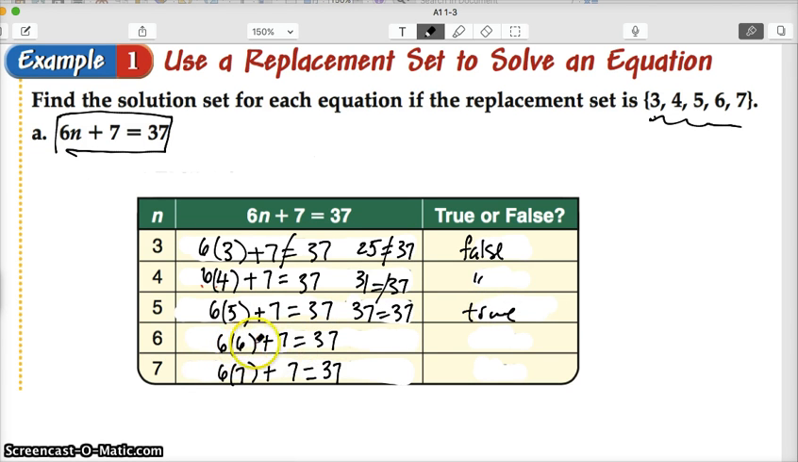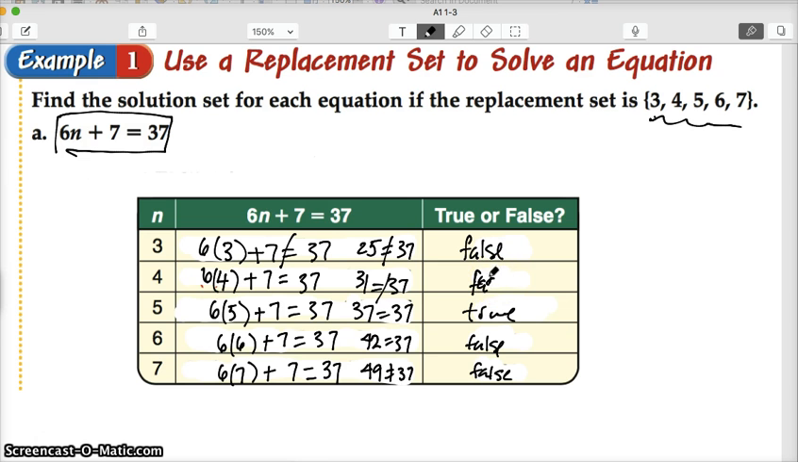Let's try this one. 6 times 6 is 36. When I add 7 to 36, I'm going to get 42. And we know that that does not equal 37. 6 times 7 is 42, plus 7 more is going to give me 49. And finally, we see that that also doesn't work. So these last two are false, as was this one.